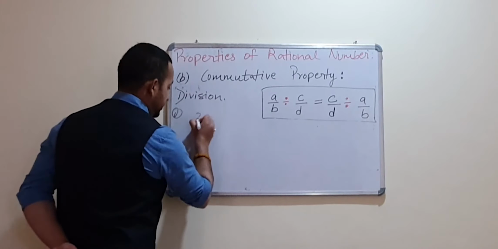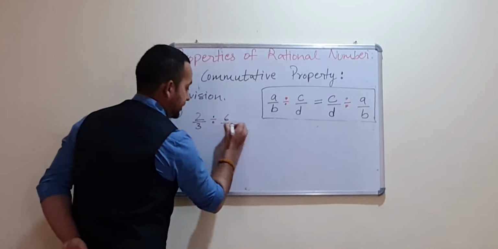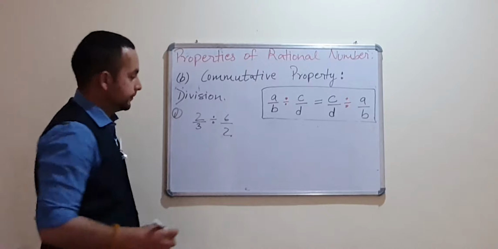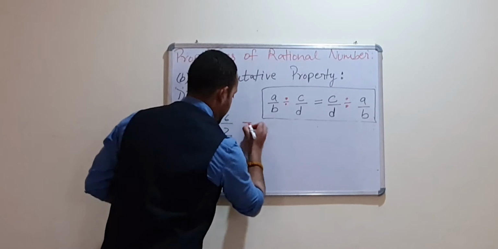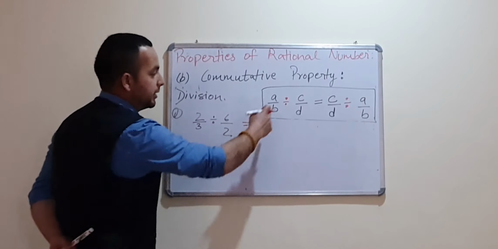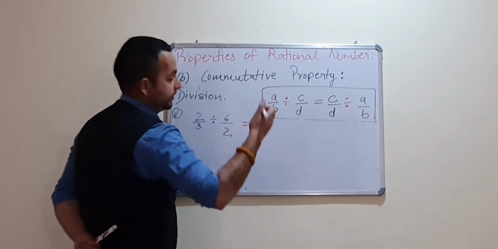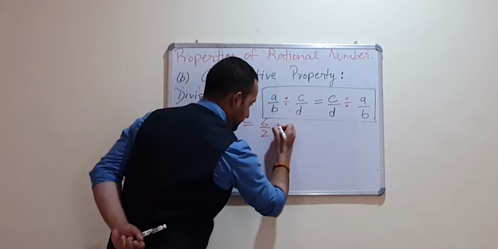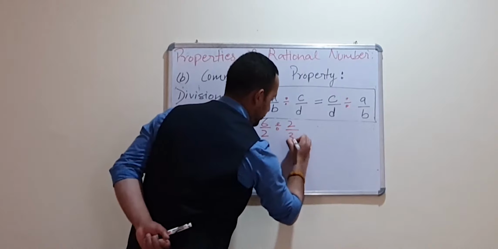Suppose I took an example 2 upon 3 divided by 6 upon 3. No, sorry, 6 upon 2. So in place of C upon D, I took 6 upon 2, and in place of A upon B, I took 2 upon 3. Now in place of C upon D, what will I write? I'll write 6 upon 2 here, divided by, and in place of A upon B, I'll write 2 upon 3.